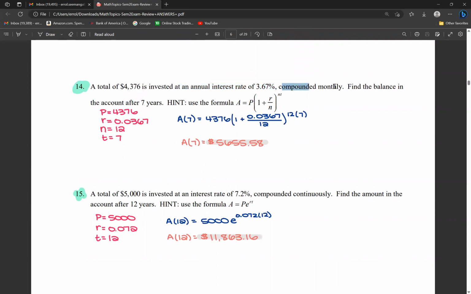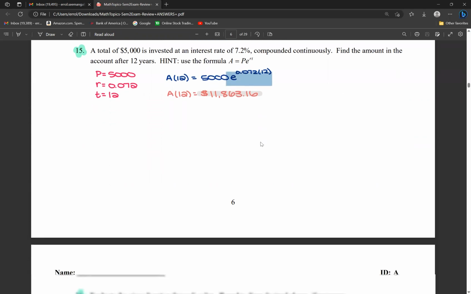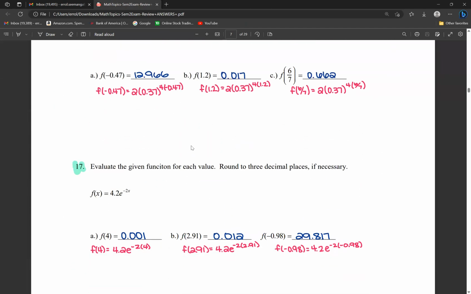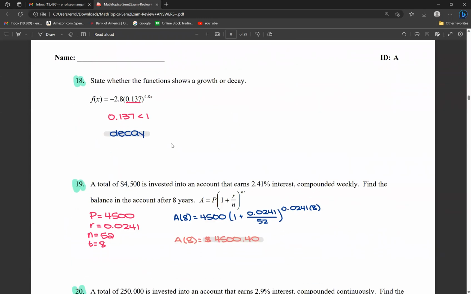This one's 12 because it says compounded monthly. 12 months, therefore n equals 12. Yeah, just do these types of questions in the right order, right? Do the exponents first, just follow your order of operations. This one's straight substitution. Anything else? No, nothing else.